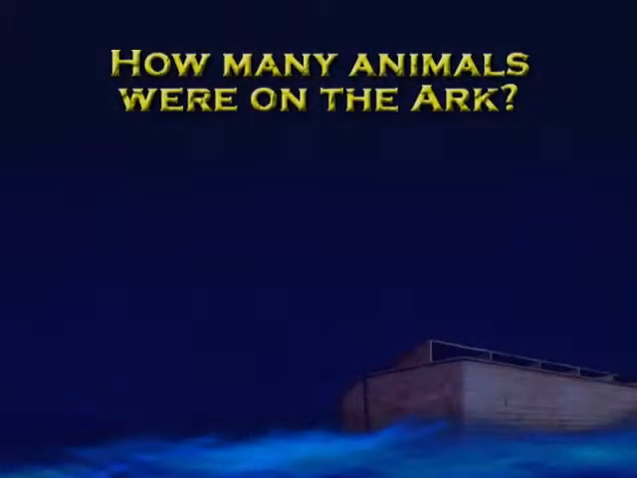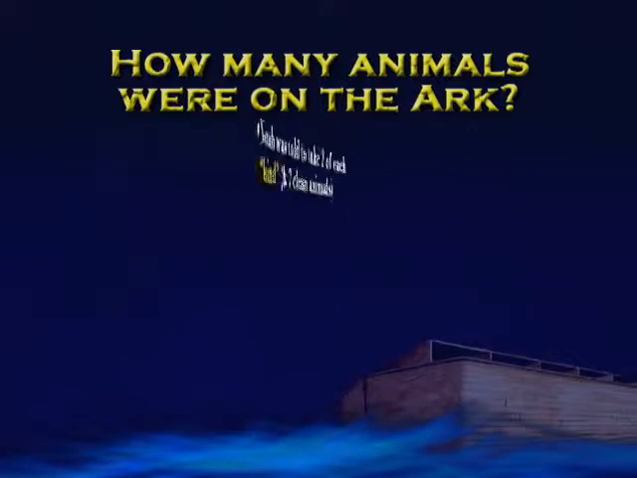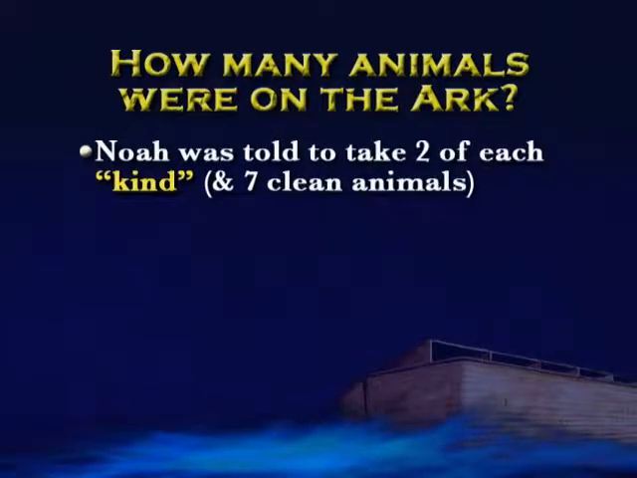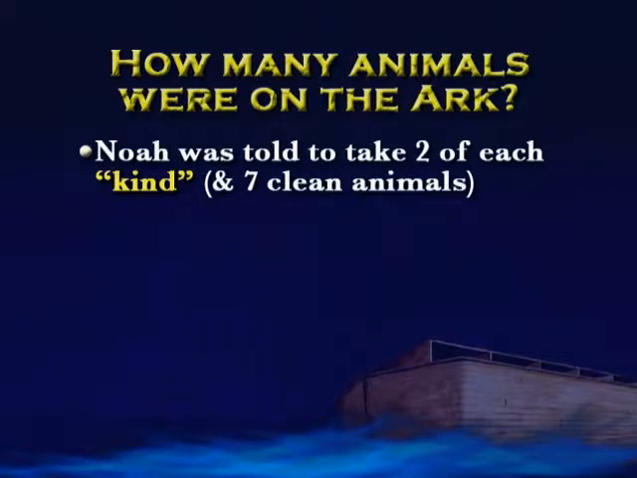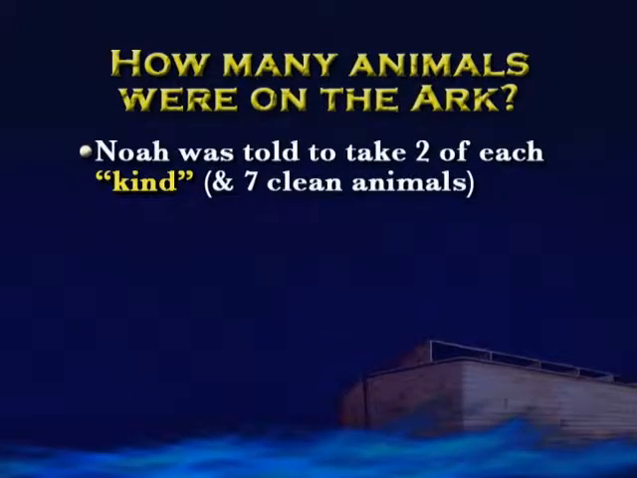How many animals were on the ark? Well, we have a few facts to take into account from the Genesis record. It tells us that Noah was to take 2 of each kind and 7 of the clean animals. Now, the word kind is very important. It is not the word species. It is not the word genus or family. It's not one of our modern taxonomical terms, but it is the biblical word kind. It's the same word that's used in Genesis 1, where God created the different plants and animals after their kinds.